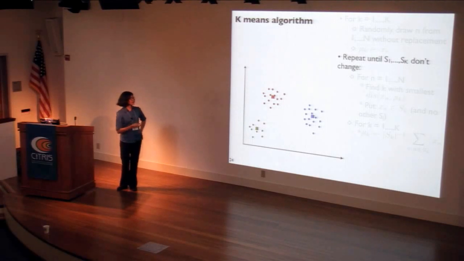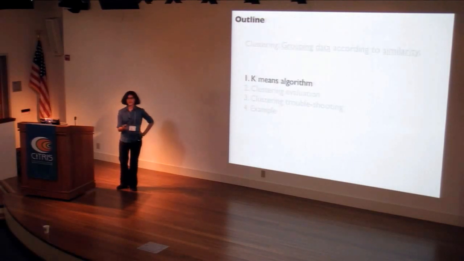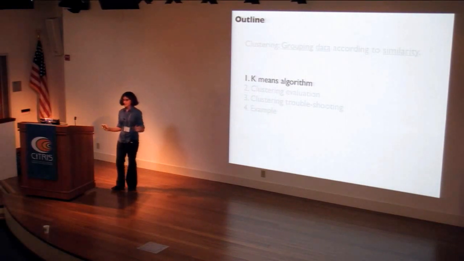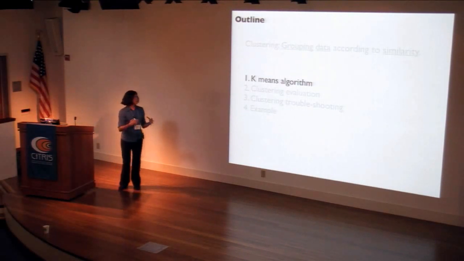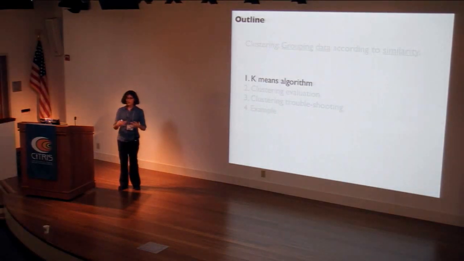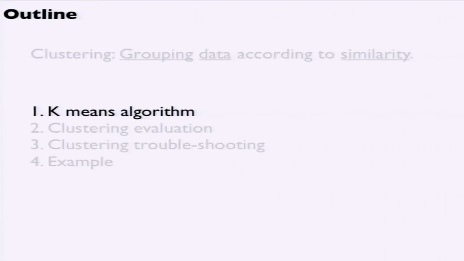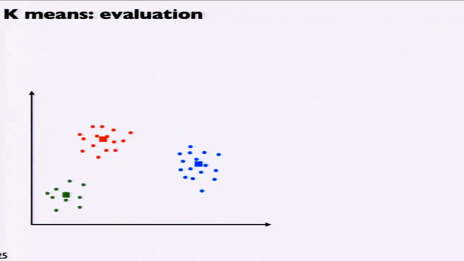OK, so this is the k-means algorithm. Great. We've learned it. We're done. That's not true. With any machine learning algorithm in general, I think it's very important to realize that there's a lot of nuance in it. You can get a lot of different outputs, and you want to be aware, when you get a certain output, of what you can do to make it better. What can you do to get a better clustering? So let's first talk about clustering evaluation, and then we'll talk about cluster troubleshooting.